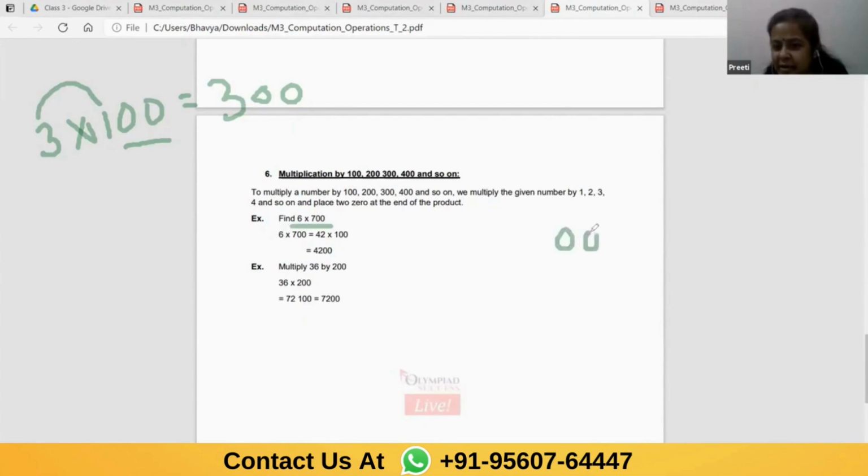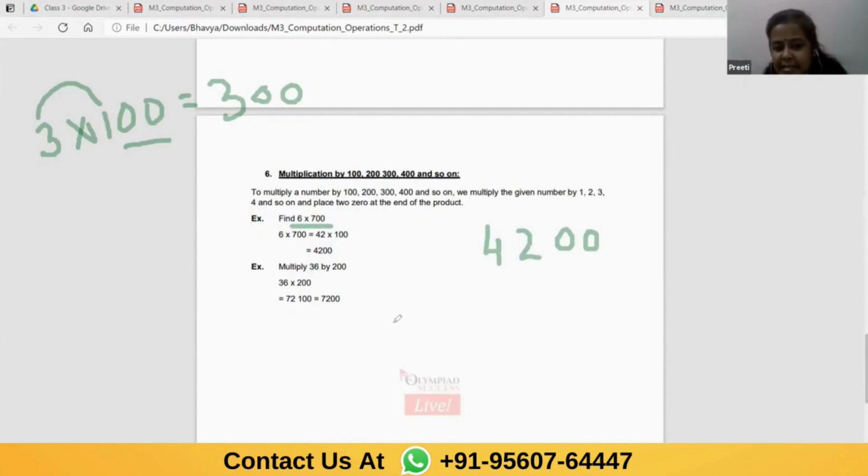Now if you look at this example, 6 into 700, I will put the two zeros which are in 700 at ones and tens place. What is 6 into 7? It is 42. So my answer becomes 4,200. With this trick, you can solve questions in seconds if you know the tables.